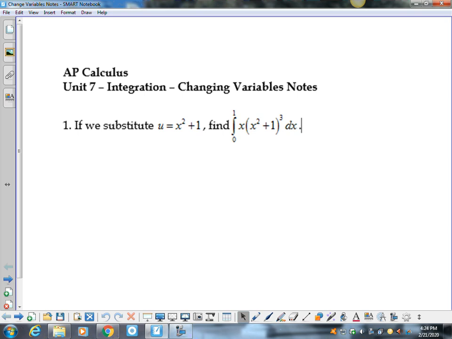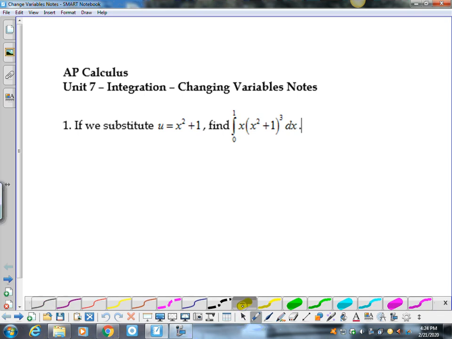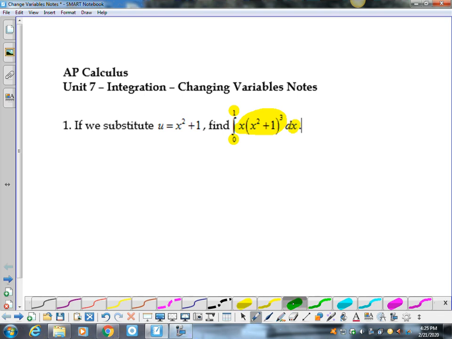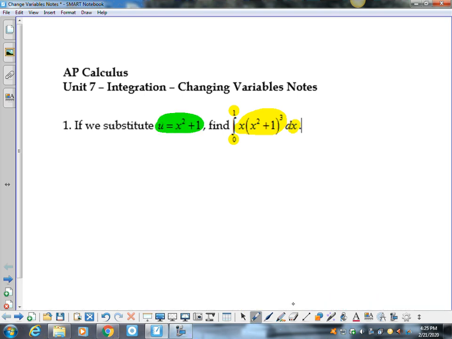But just focus on what variable is being used. So it's important to note that this integral is completely in terms of x. It has a dx at the end, and this 0 and this 1 are x values. It is asking me specifically to do u sub, to where I let u become the x squared plus 1. Okay, well that's not unheard of. We can do that. So if that's my u, then my du is going to be 2x dx.